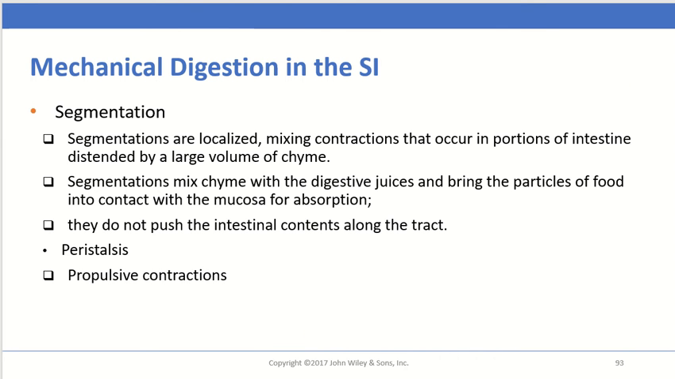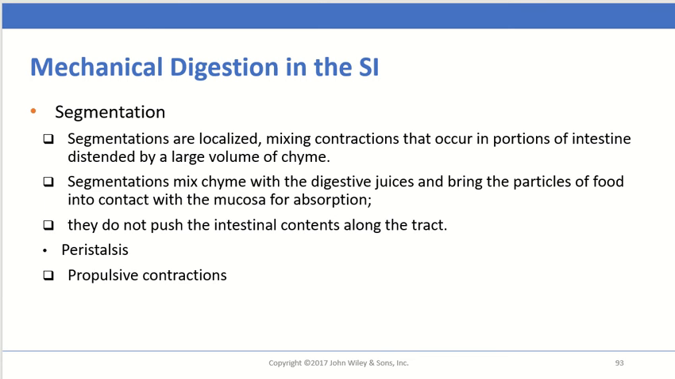So looking at the mechanism for digestion in the small intestine, we've got segmentation. This is going to play a really important role in digestion. Segmentations are localized mixing contractions that are going to occur in portions of the intestine that are distended by a large volume of chyme. Segmentations are going to mix the chyme with the digestive juices, and they're also going to bring the particles of food into contact with the mucosa so that it can be absorbed.